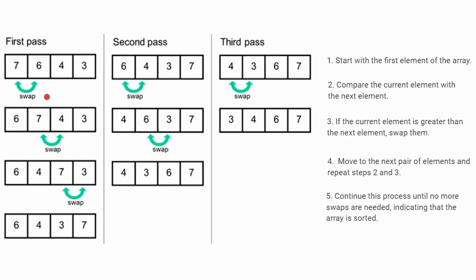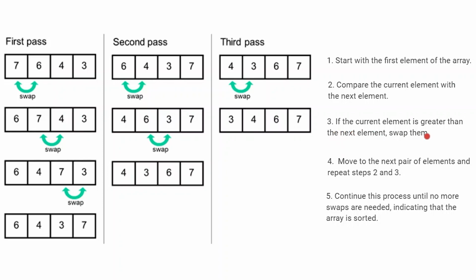This is the picture for the bubble sort algorithm. We have 5 steps in the bubble sort algorithm. Step 1 is start with the first element of the array. If you have an unsorted array, you need to start from the first element. In our case, 7 is the first element. The second step is compare the current element with the next element, which means we need to compare the current element, which is 7, with the next element, which is 6.